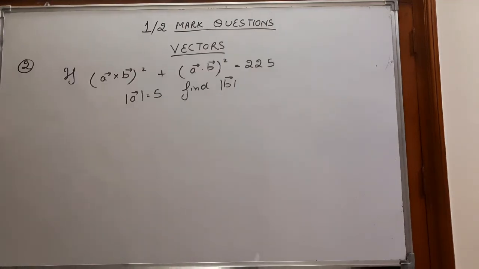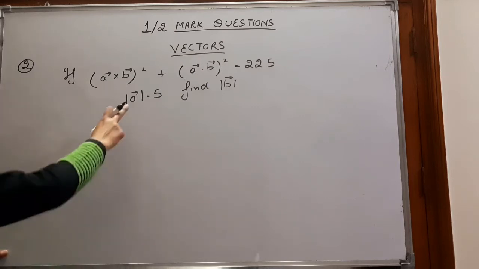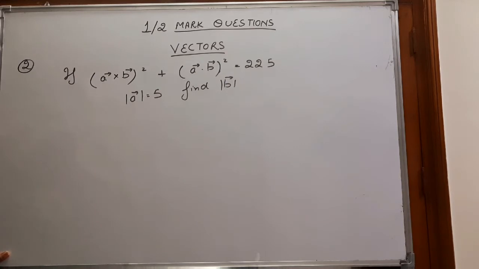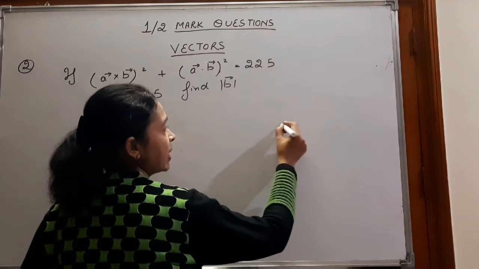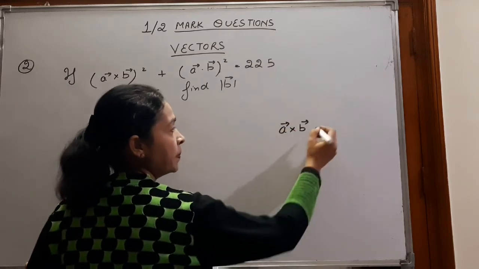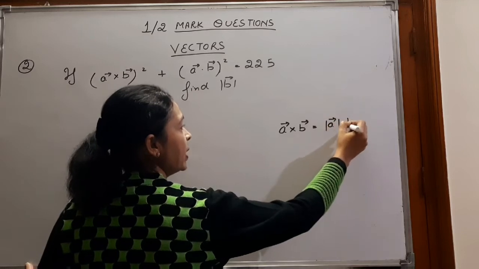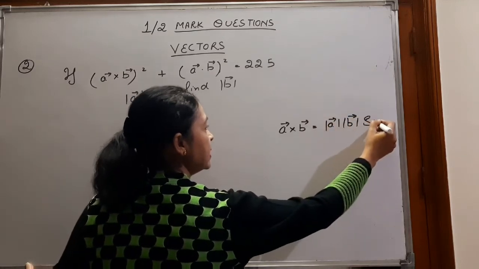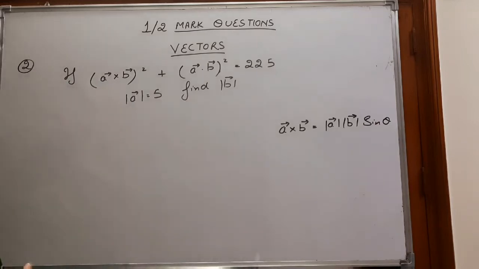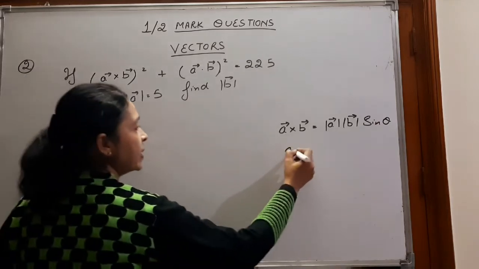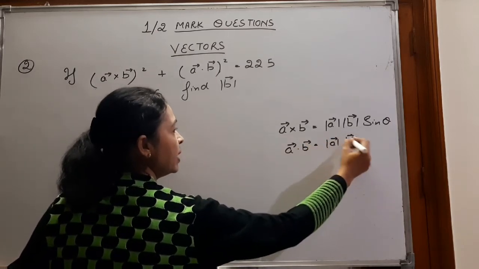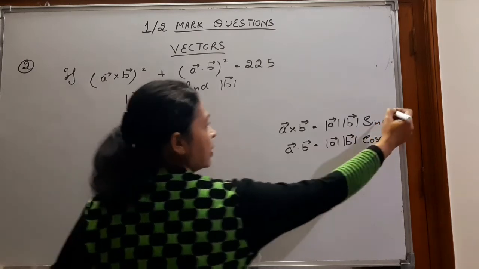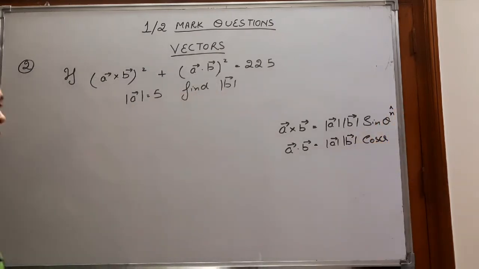If vector A cross vector B whole square plus vector A dot vector B whole square is 225, and magnitude of vector A is given 5, we have to find the magnitude of B. Now students, vector A cross vector B is magnitude of A into magnitude of B into sin theta into n vector, unit vector n. And vector A dot vector B is magnitude of A into magnitude of B into cos theta. There we have n vector, unit vector n.